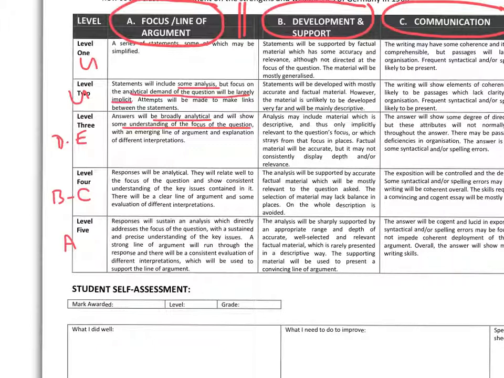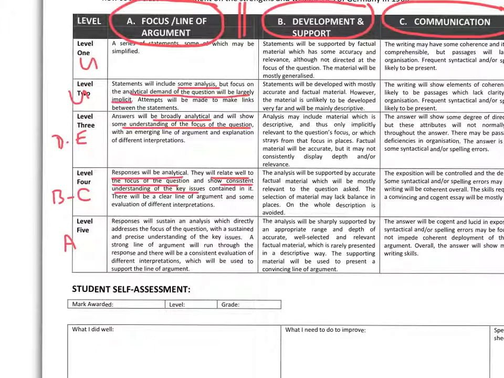But what we're saying with level 4 is the responses are clearly analytical. They will relate well to the focus of the question and show consistent, and there's that key word, consistent understanding of the key issues contained in it. So you're really, really aware at grades B to C of what the underlying purpose of the question is.